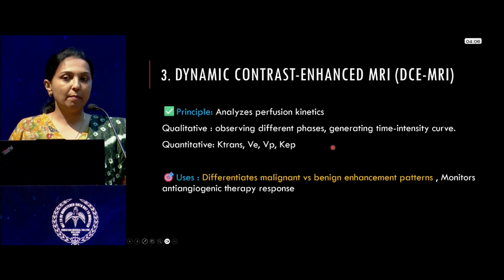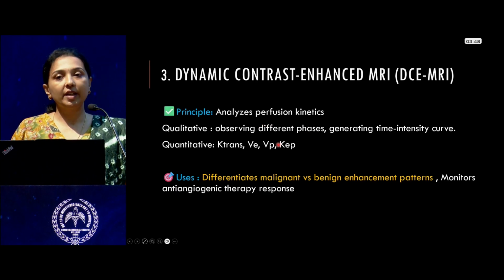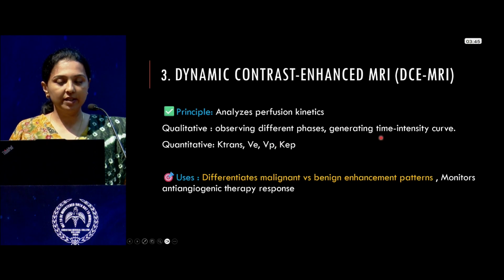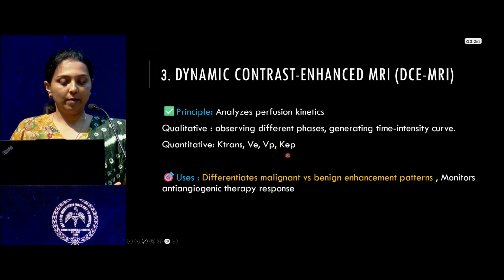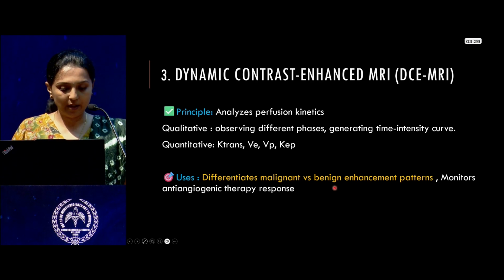Moving on to the next MR technique, this is another important emerging technique which is used in neuroimaging, and is also used in prostatic cancer and in the abdomen. This is called dynamic contrast enhanced MRI. Basically, it is a type of perfusion imaging which analyzes perfusion kinetics. So qualitatively, we can assess the perfusion on different phases, and we can draw time intensity curves. I will come to that in the next slide. And we can also assess quantitative parameters. So we can probably differentiate malignancy from benignity using the enhancement pattern.